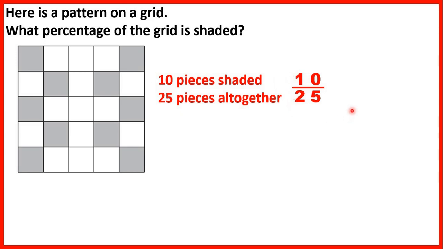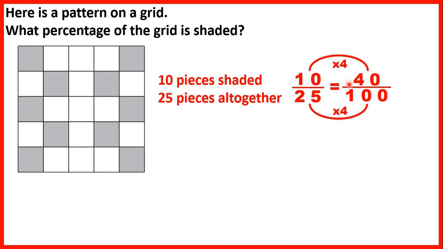Now we can change that to a percentage by finding an equivalent fraction with a denominator of 100. 25 times 4 is 100, 10 times 4 is 40. So because we have 10 pieces out of 25, and that's equivalent to having 40 out of 100, we know that 40% is shaded.